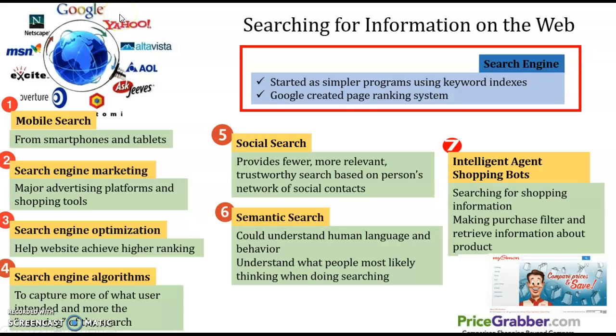Tapi people prefer to use Google because number one, maybe the interface is not crowded. Number two, it's very easy. Okay, very easy to search by using Google. Other than that, kita ada mobile search. Okay, yang ni kita pakai mobile device. Number two, we have search engine marketing. It is a major advertising platform and shopping tools.